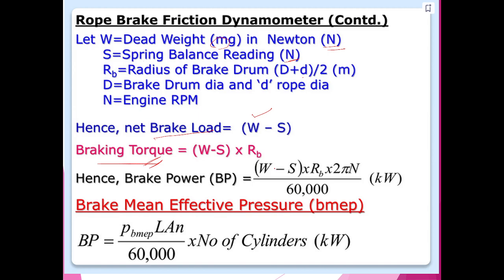Hence, brake power is calculated using 2 pi N into the torque applied. The entire term 2 pi N T, divided by 60,000, gives the brake power in kilowatt. The brake mean effective pressure can be calculated using the formula: brake power is equal to brake mean effective pressure into L A n upon 60,000, into the number of cylinders, where the small n is nothing but RPM divided by 2. So this is one of the methods of calculating the brake power.